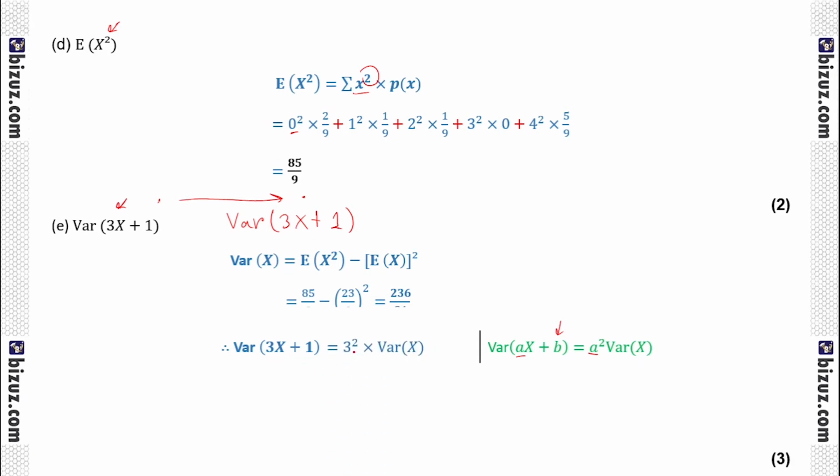We are just going to apply it here. So a here, as you can see, is the coefficient of x, that's 3. So what we're going to have is a squared, so basically 3 squared multiplied by the variance of x. We have all the values, so this is 9 times the variance of x, which as we just found is equal to 36. 236 divided by 81, and we get 236 divided by 9.